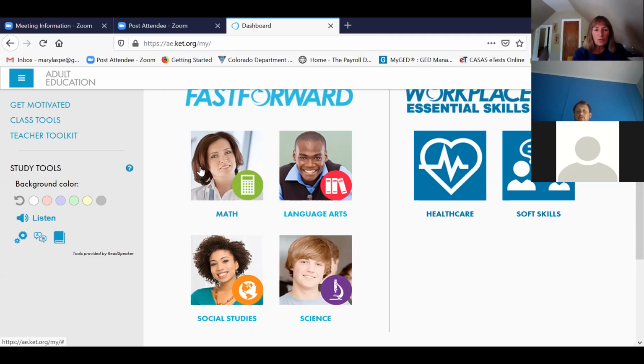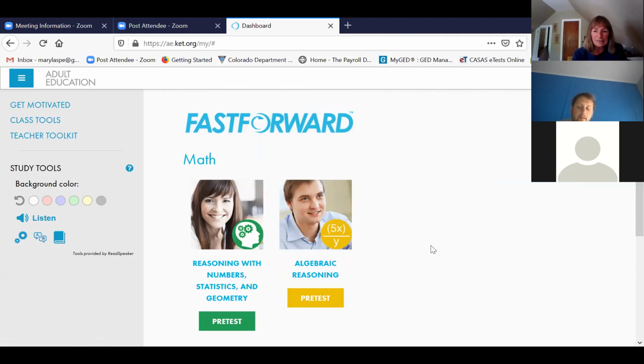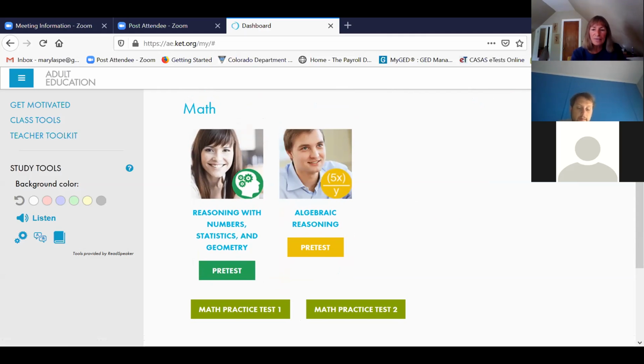Okay, so when we choose math, we get this, and all the math topics are split up into two sections. We've been working in this section, reasoning with numbers, statistics, and geometry. So we've done the reasoning and we've done the statistics. We have not studied geometry yet. In order to be good at geometry, we have to know how to solve equations. So for this week, we're going to go over here to algebra.